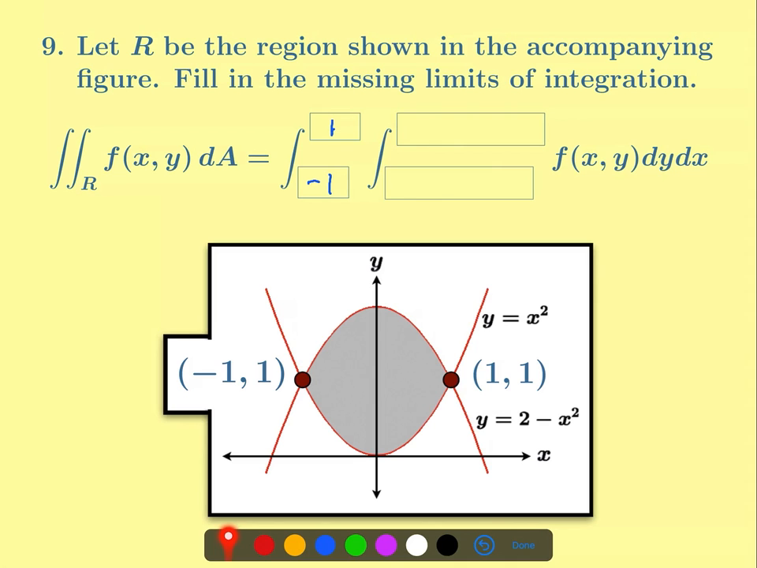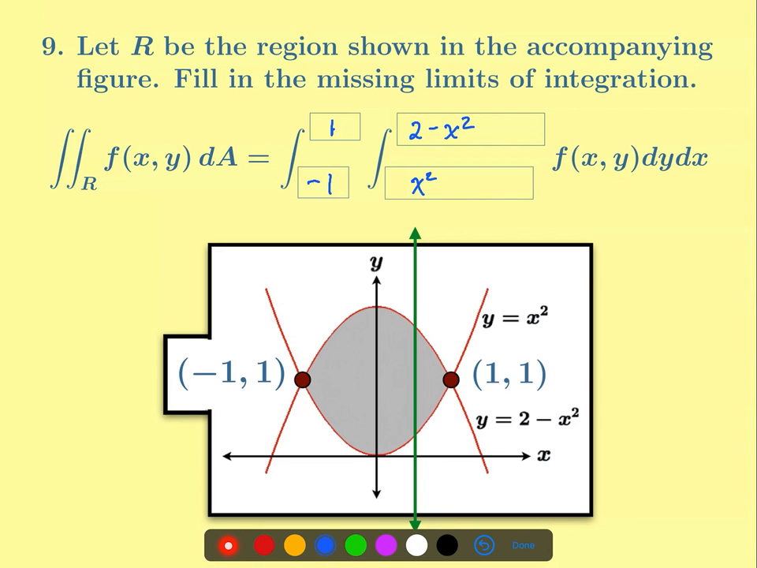For each fixed x between minus 1 and 1, inside this region here, we want to draw a vertical line. And we want y to go from the bottom to the top, so the bottom curve to the top curve. The bottom curve is this parabola y equals x squared. So on the bottom we have y equals x squared, and on the top is y equals 2 minus x squared. So we want to go from x squared to 2 minus x squared. So those are the limits of integration here. We're going to put an x squared and a 2 minus x squared.